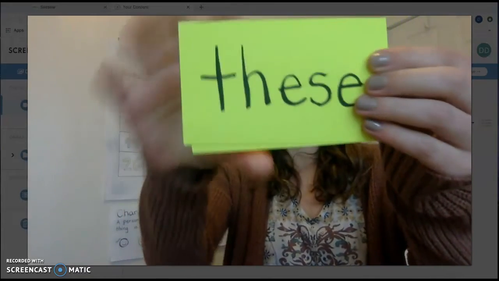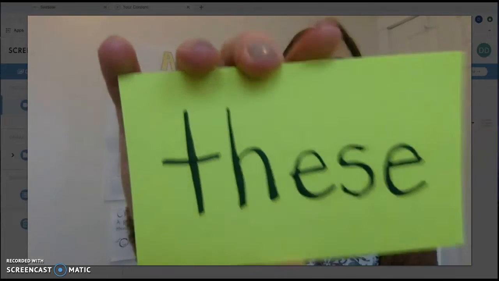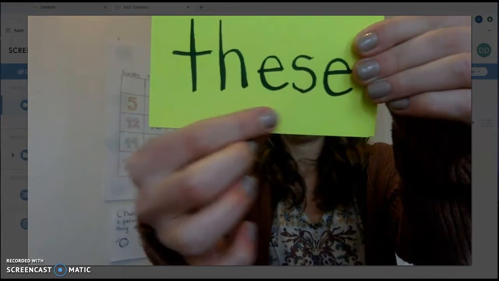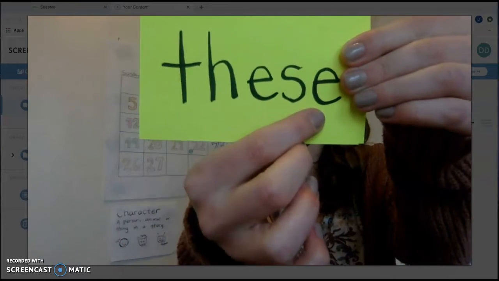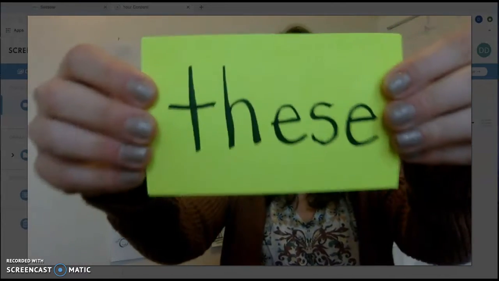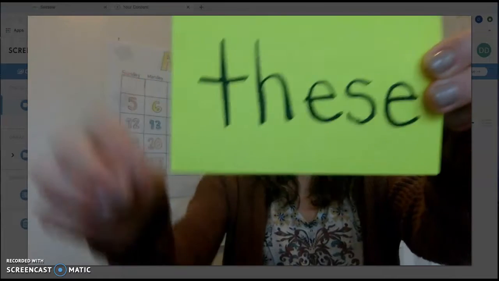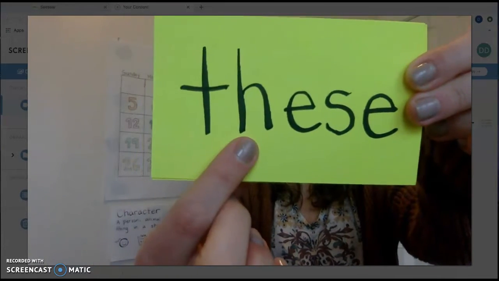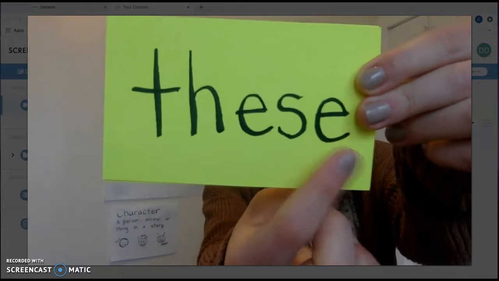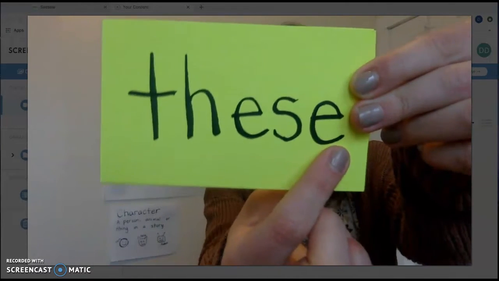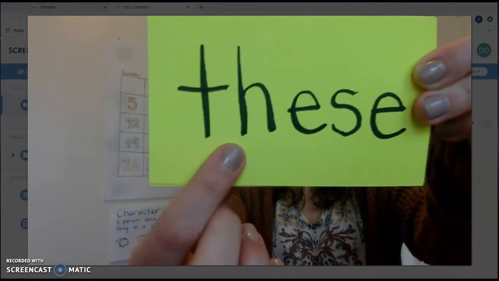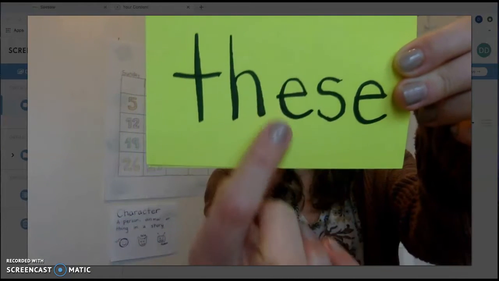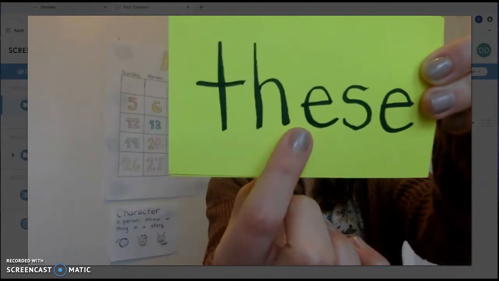Our next sight word is the word these. Can you say these? T-H-E-S-E. These. Do you notice anything special about this word? I notice two things. I see a digraph TH, and I also see a magic E. I know the digraph TH says th, and I know magic E tells the other vowel it's around to say its name.